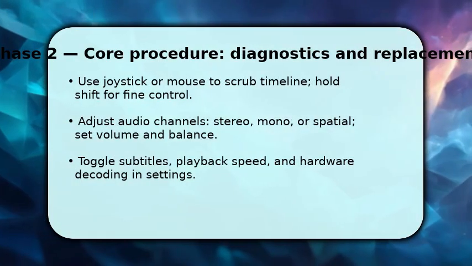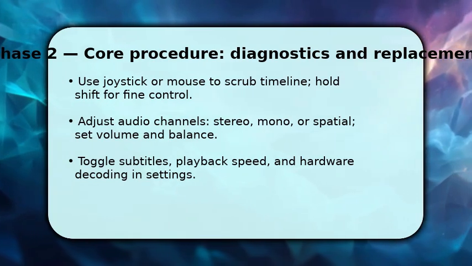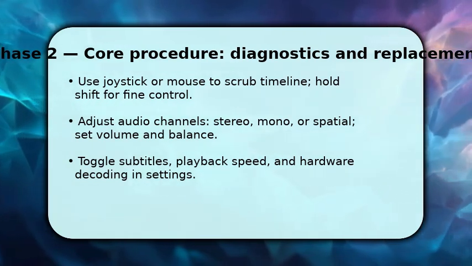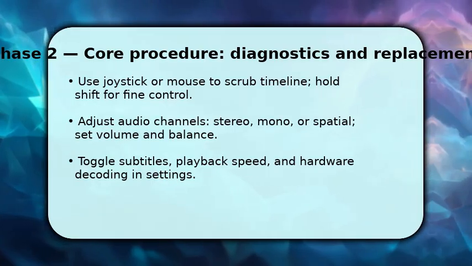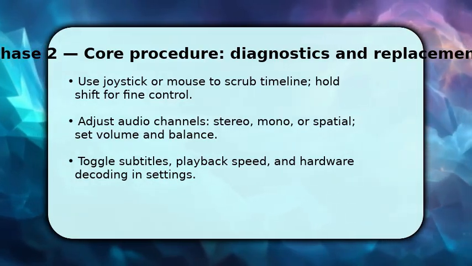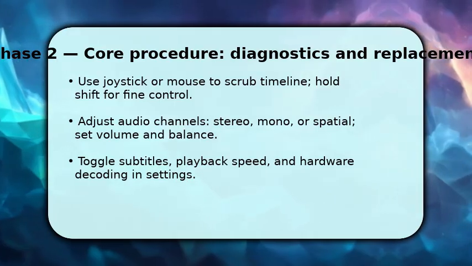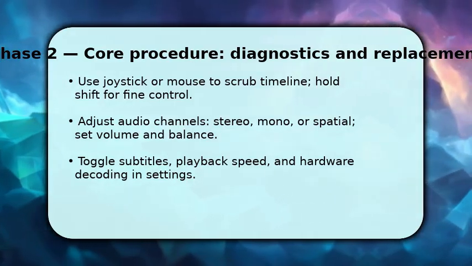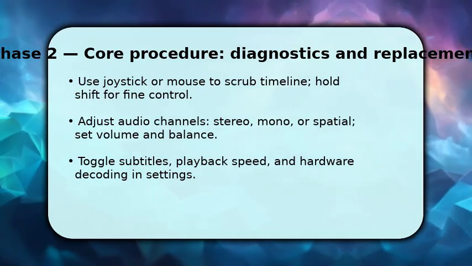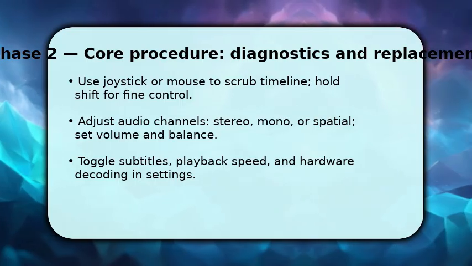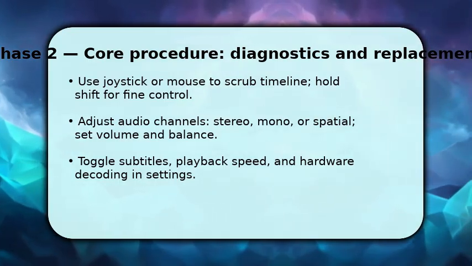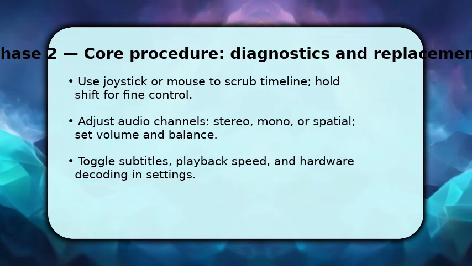Once your media is indexed, you control playback with precision. Use the joystick or mouse to scrub the timeline and hold Shift for fine, frame-accurate moves. This matters for queuing scenes. Make sure audio mode is set correctly, stereo or spatial, so positional sound behaves in VR. Adjust playback speed if you need slow motion, and enable hardware decoding to reduce stutter. These steps keep performance smooth and viewing accurate.